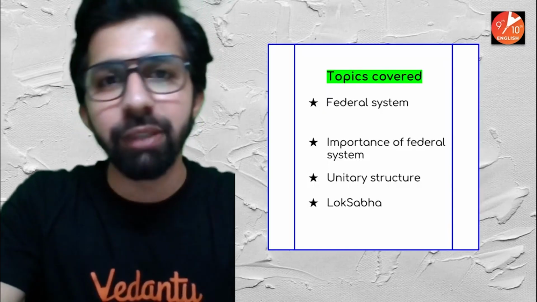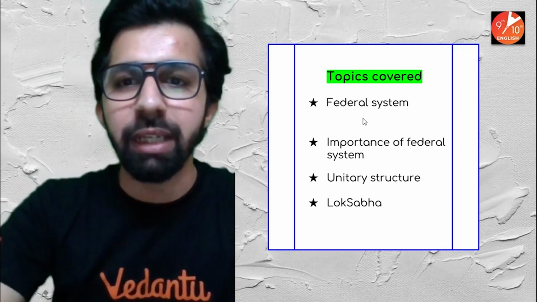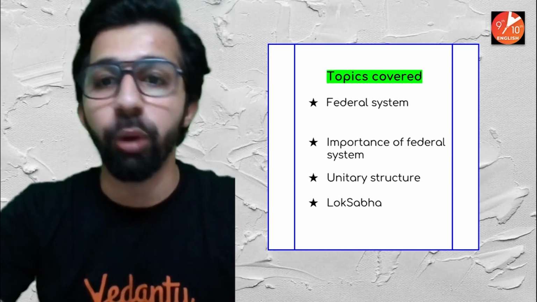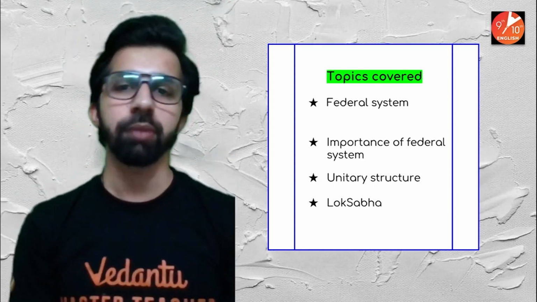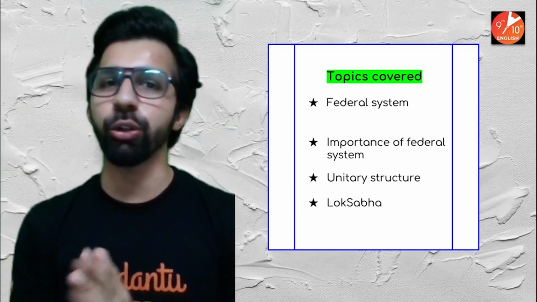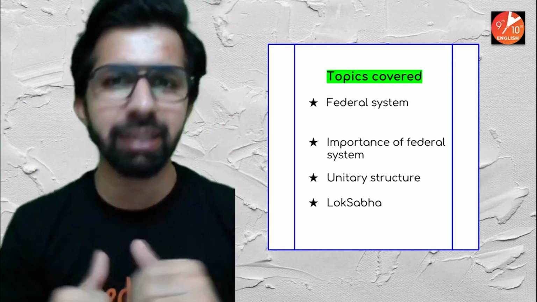Today we are going to continue with our topic of Union Legislature. Last time I just gave you the basic introduction of this chapter. Today we are going to continue with some more topics. We are going to deal with the federal system, importance of federal system, the unitary structure, and the Lok Sabha. These are the things we are going to cover in today's video. So without wasting much time, let's get started.